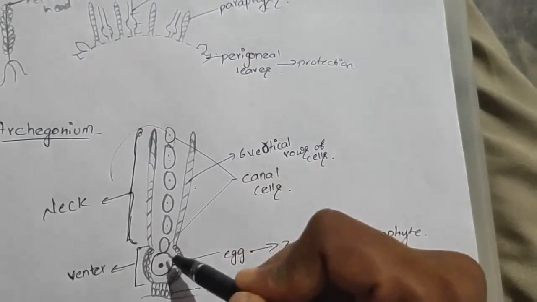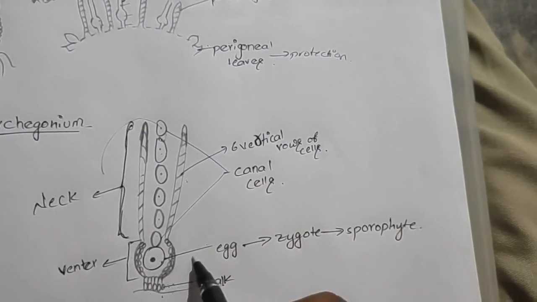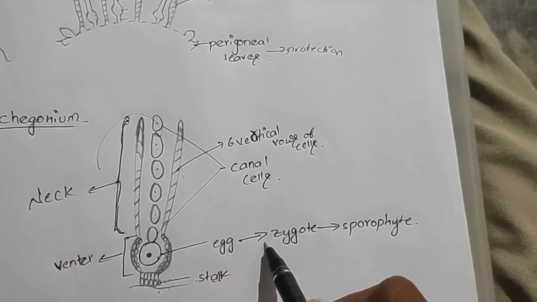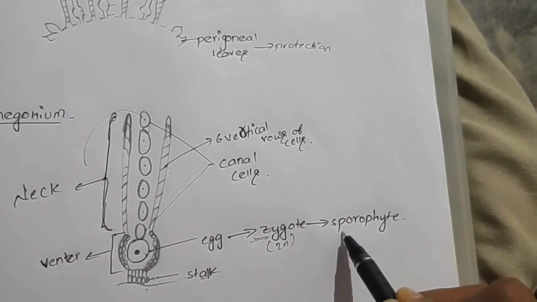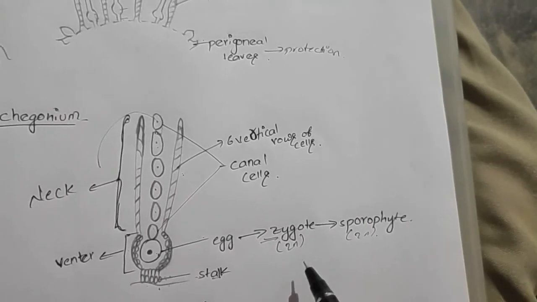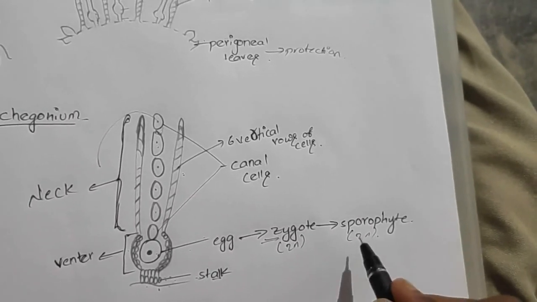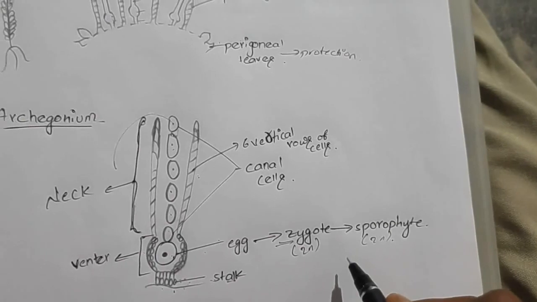After the sperm reaches the egg, the egg is replaced by the zygote, which is diploid, and this zygote develops into the sporophyte. This is also diploid, and that is why the sporophyte always develops on the female head.